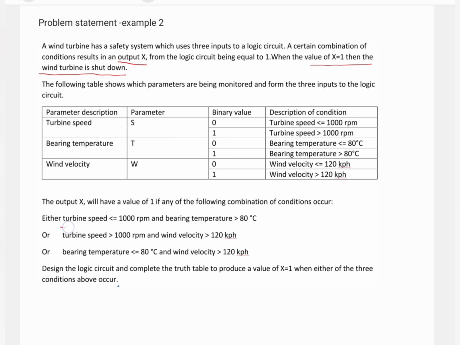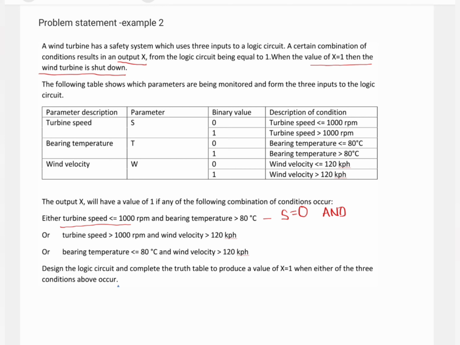So turbine speed. Now let's relate this to the table. Turbine speed is represented by S. So we are going to just put S together. It's less than or equal to 1000 rotations per minute, which is represented by the binary value 0. So S becomes 0. It's added using the AND, so you're just going to put the AND as it is over here.